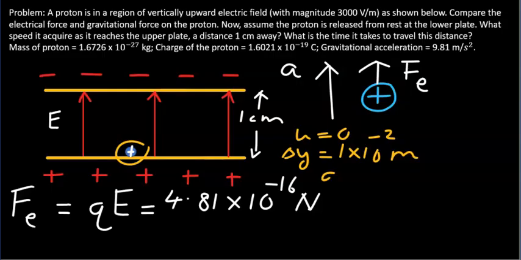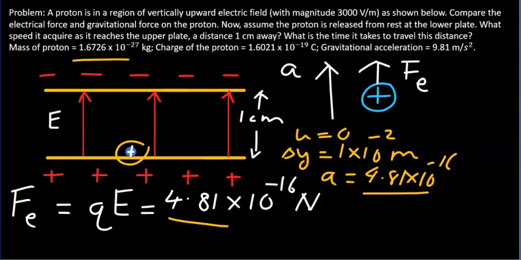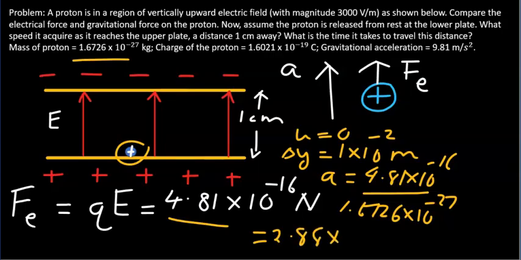The acceleration can be calculated by simply taking the force, 4.81 times 10 to the power minus 16, and dividing that by the mass of the proton, which is 1.6726 times 10 to the power minus 27. And that's going to give you an acceleration of 2.88 times 10 to the power 11 meters per second squared.